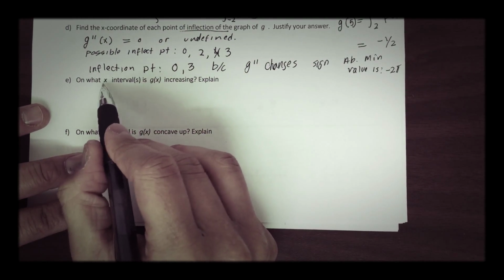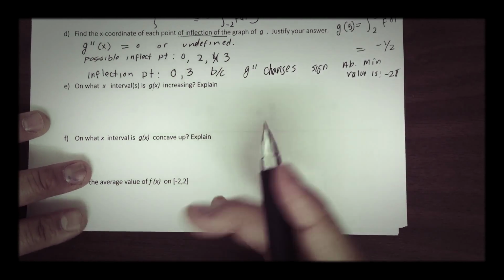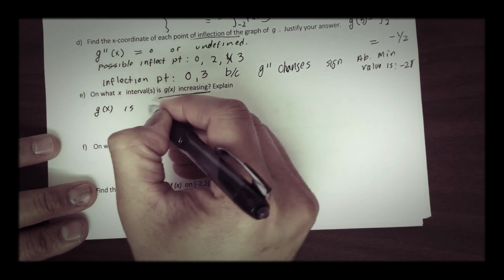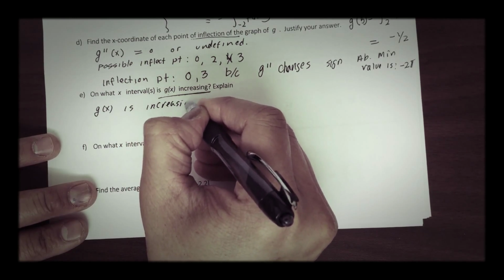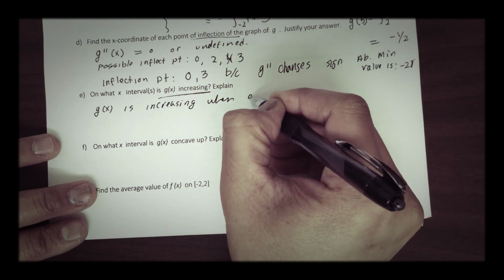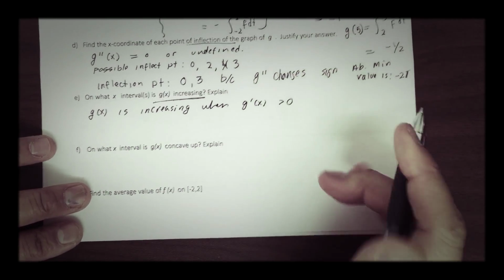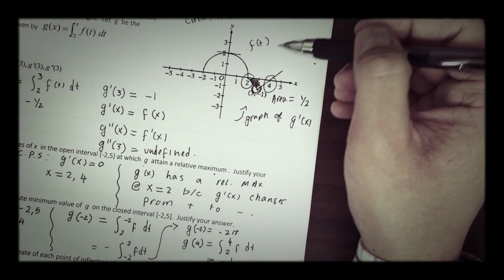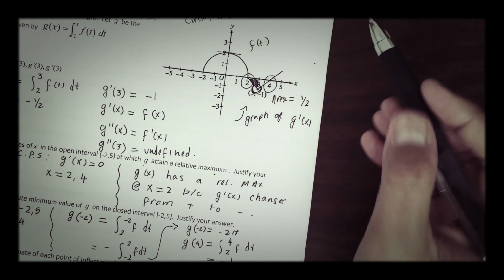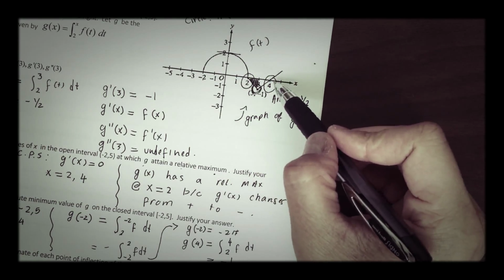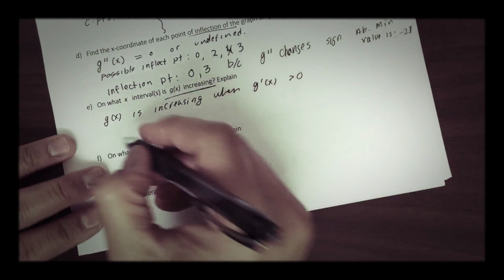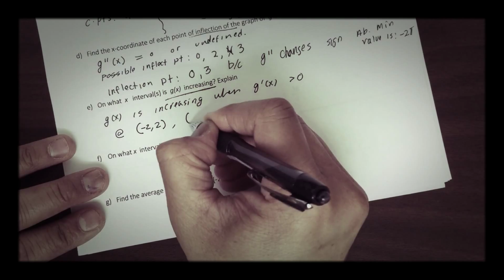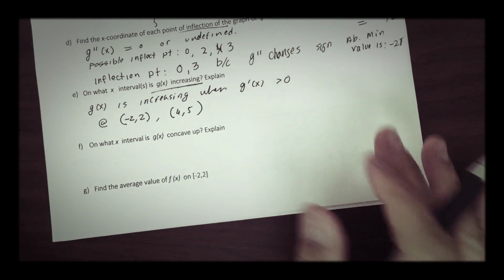On what x interval is g increasing? Well, for g to be increasing, we have to study its derivative, when g prime is positive. So when we look at the graph of g prime, we want to know where g prime is positive. This is the graph of g prime. So g prime is positive from -2 to 2 and 4 to 5. On -2 to 2 and 4 to 5, that is where g prime is positive.